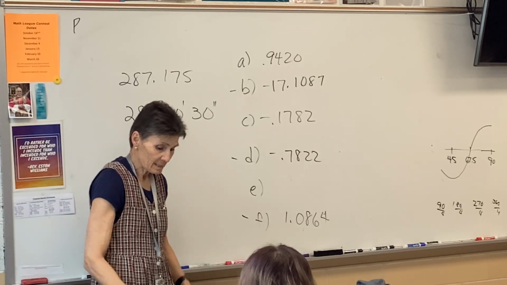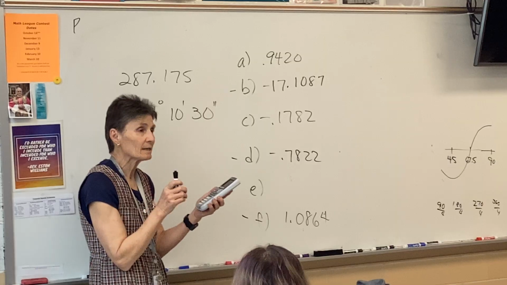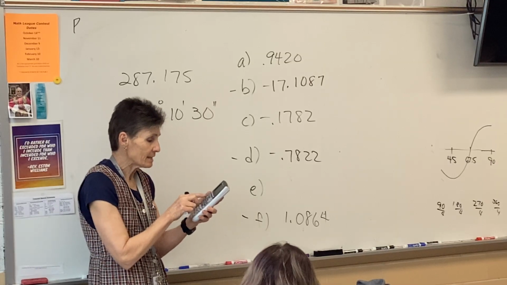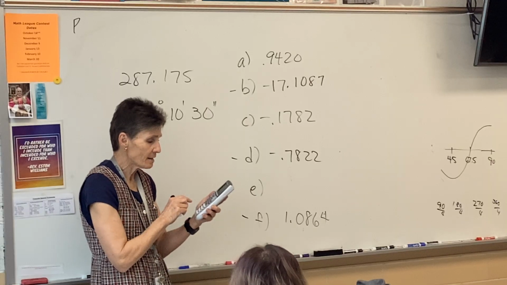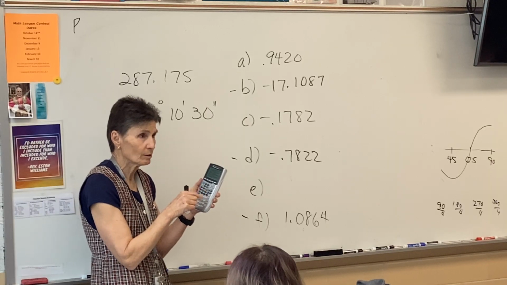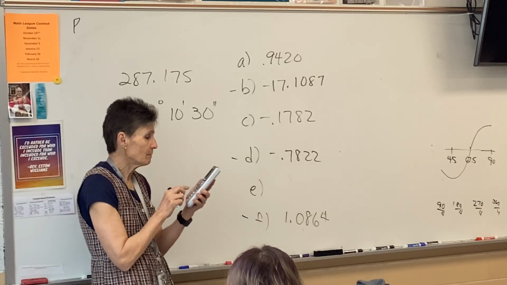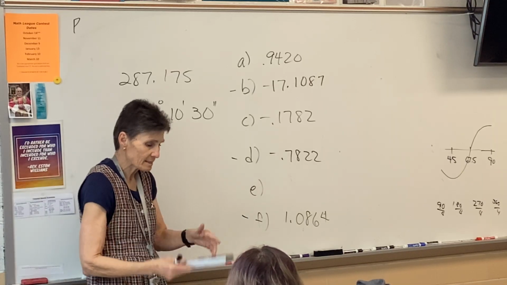And then E. We're not worried, we're gonna type in exactly what we see. We're gonna type sine 18 second pi, pi is underneath your clear button, divided by 77.6701.